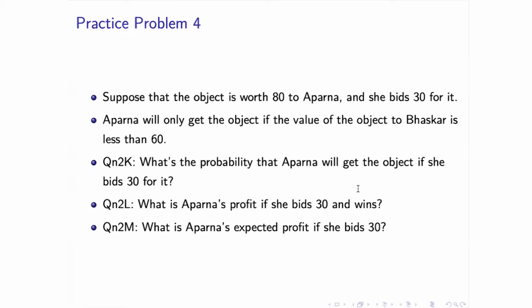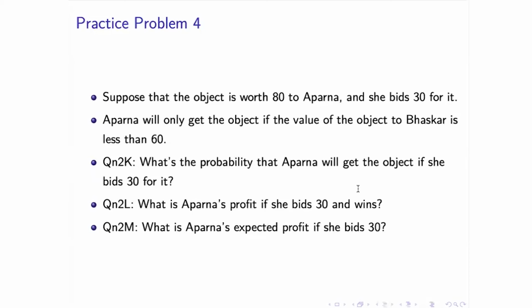Why does it make sense? Because suppose she felt that the value of the object to Bhaskar was actually 70. Then if she bids 30, she will feel that she is not likely to get the object, because Bhaskar would then have bid 35. So only if the value of the object is less than 60 will Aparna feel that she'll get the object. So in this case, let's try and answer the following questions. What's the probability that Aparna thinks that she will get the object if she bids 30 for it? What is Aparna's profit if she bids 30 and wins? And what is Aparna's expected profit if she bids 30?